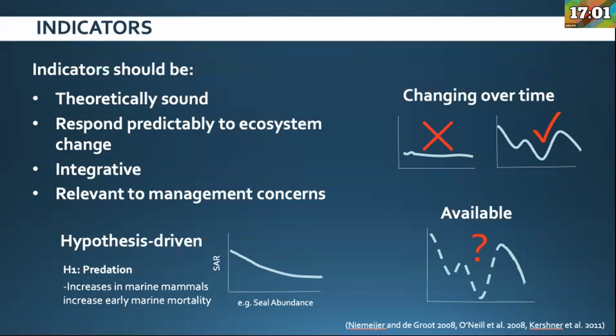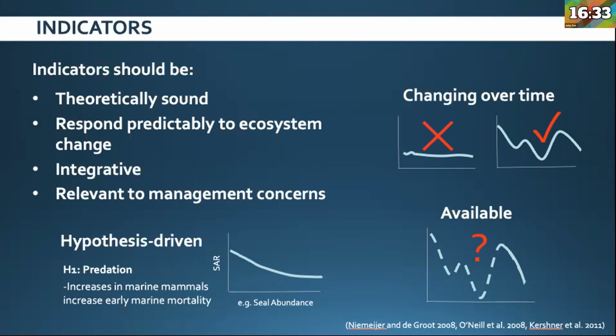The other problem we quickly came up against with indicators, and I think this has been mentioned a number of times, is that an indicator is a quantitative measure that helps provide insight into the state of the environment. They should be theoretically sound or have some sort of tie to mechanistic response. You expect them to respond predictably to some sort of ecosystem change. They should be integrative in terms of taking multiple aspects of ecosystem properties, physical, chemical, whatever, and integrating across them, and then relevant to management concerns.